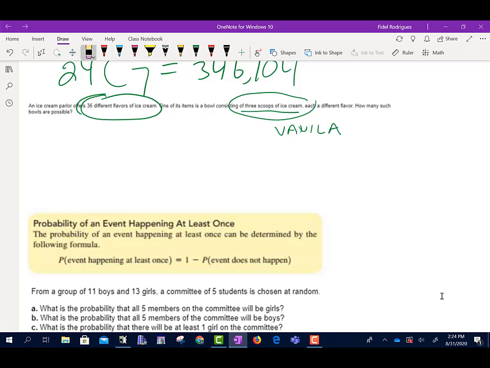I think vanilla has 2 L's, isn't it? Sorry guys, I'm a little embarrassed here because I don't know if vanilla has 1 L or 2 L's, but aren't you glad I don't teach English?